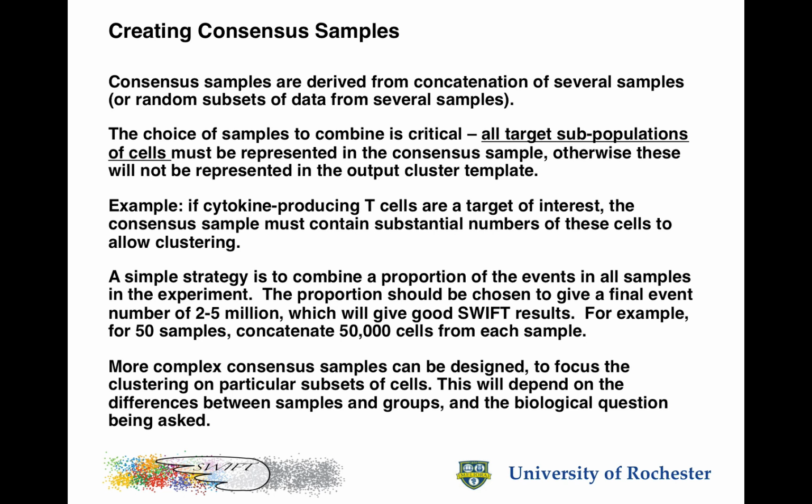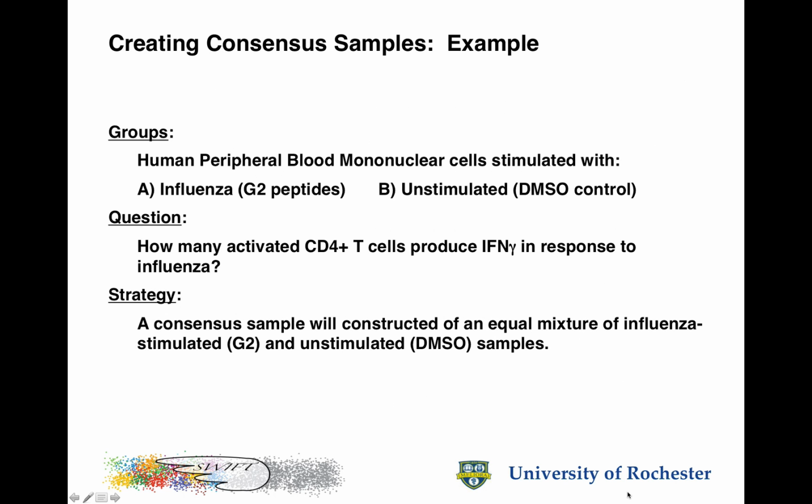But this depends very much on the experiment you're performing and the question you're trying to ask. So we'll use a simple example to illustrate this procedure. The experiment that we will draw from is one in which we had two groups. They were human peripheral blood mononuclear cells stimulated either A with influenza peptides, or B, they were left unstimulated, they were just a DMSO control.